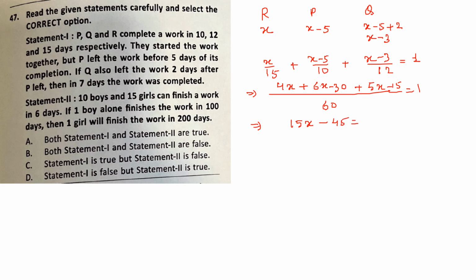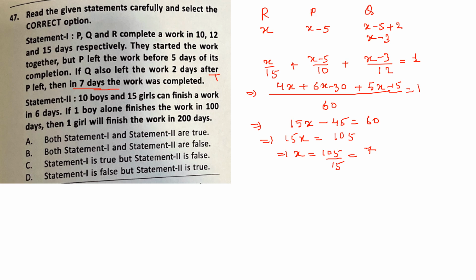And transpose 45 to the other side. Now 15x will be 60 plus 45, and 60 plus 45 will give me 105. So the value of x is 105 divided by 15, which will be 7. So it means the first statement is true, because here it is given the work gets completed in 7 days. So the first statement is true.